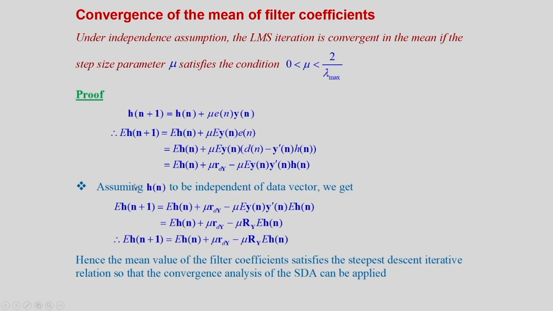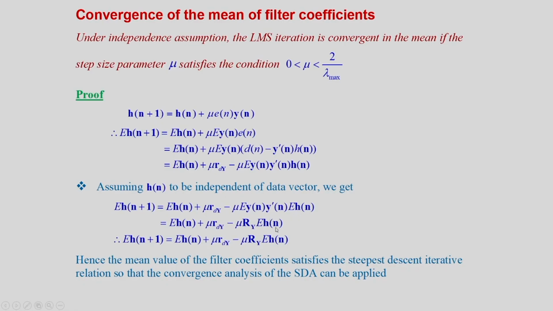Now, we will make the independence assumption. Assuming Hn to be independent of the data vector, we get E of H of n plus 1 is equal to E of Hn plus mu into R dy. Now, here this entire expectation is a product of two expectations, that is mu times E of Yn transpose into E of Hn.